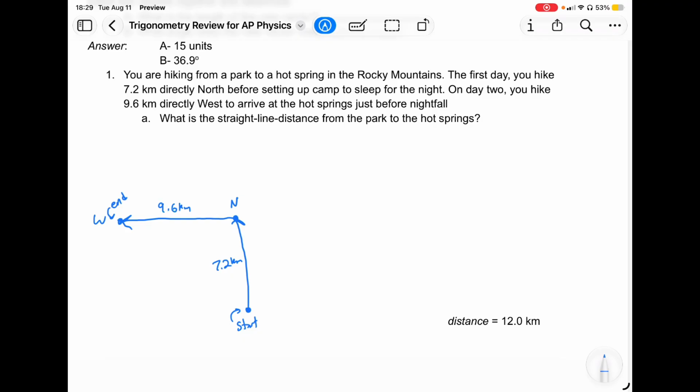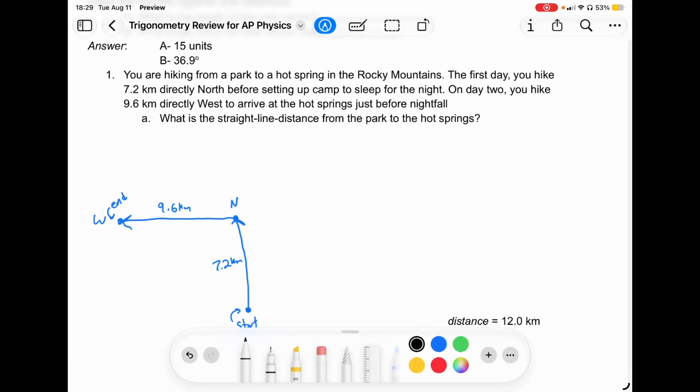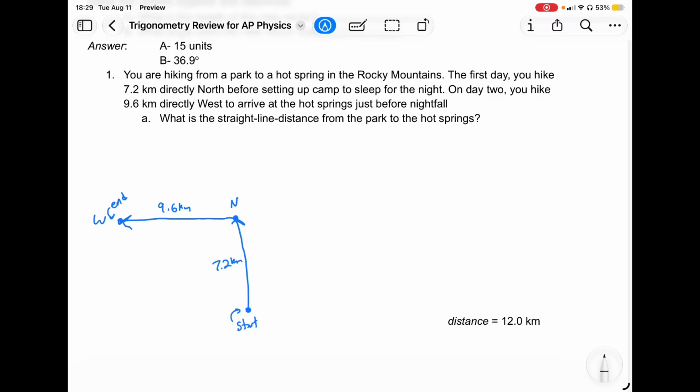So we want to figure out what the straight line distance is from the park to the hot springs. So our park at the start was some distance away from the hot springs at the end. So we can figure out that straight line distance. I'm just going to call that our distance total. So our distance total equals our distance on day 1 plus our distance on day 2. But since these are vectors, and since there's a directional component to them, we can't just add 7.2 and 9.6. We have to treat this like we made a triangle, right?